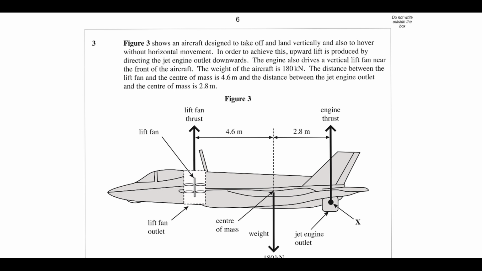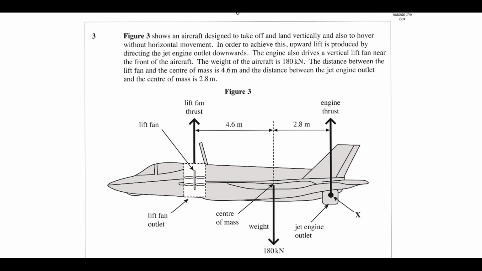Right, so we've got an aircraft designed to take off and land vertically, so pretty much like a regular fighter jet by the looks of it, and it can also hover without moving horizontally. To do this, we get upward lift by directing a jet engine straight downwards, and we've also got a fan near the front we can use to do that too. So the weight of the aircraft is 180 kilonewtons, and the distance between the fan and the centre of mass is 4.6. The distance between the jet engine and the centre of mass is 2.8. So this is looking like a moments question because we've got forces at different distances.